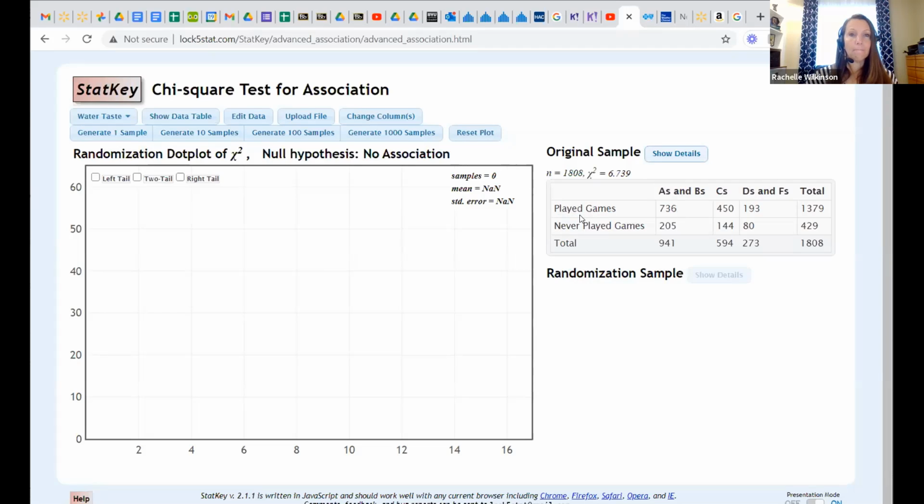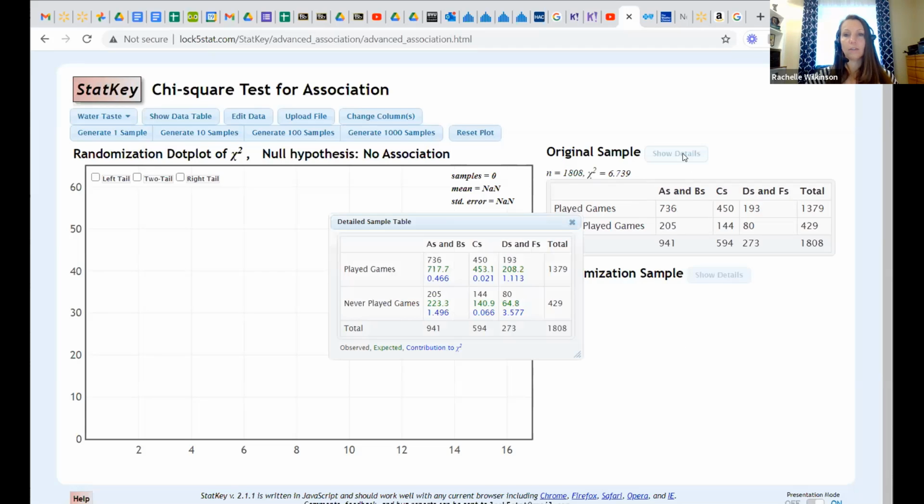All right. Notice that we have all this stuff over here on the left side for the randomization dot plot. We are not doing that part in our class. So don't touch anything with that. Do not click on any of the generate samples buttons or any of that. We're only using StatKey to compute our chi-square statistic for us and all these other fun details.